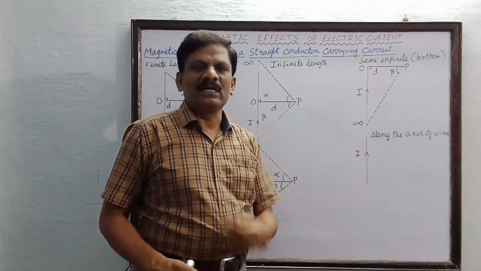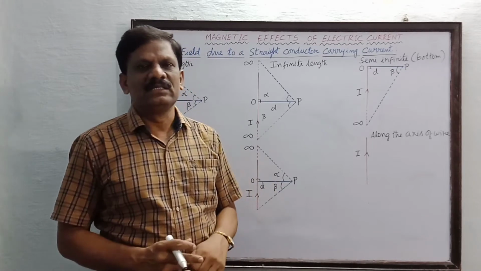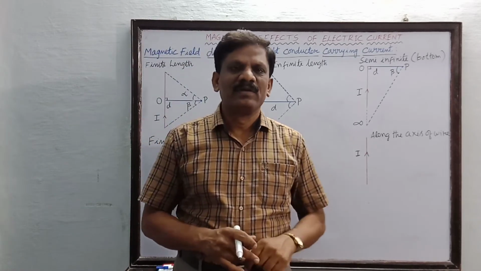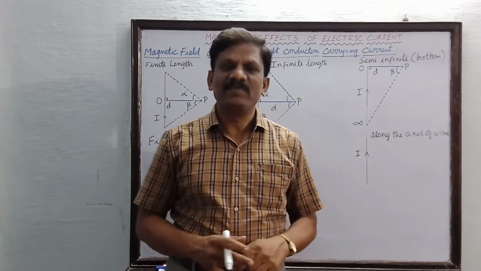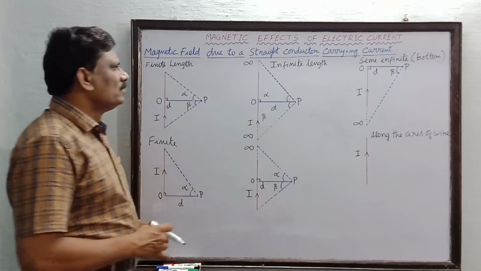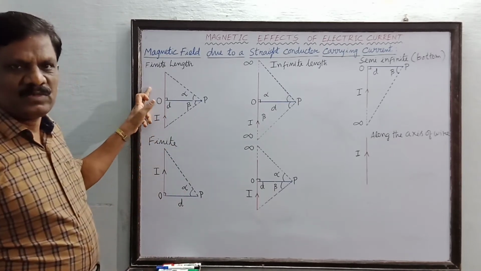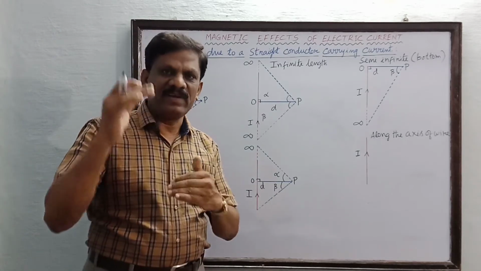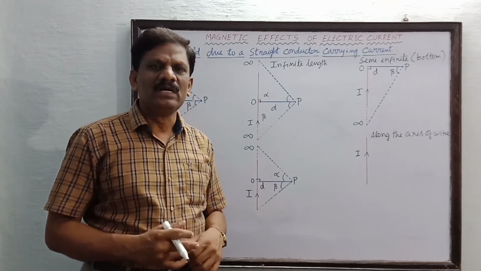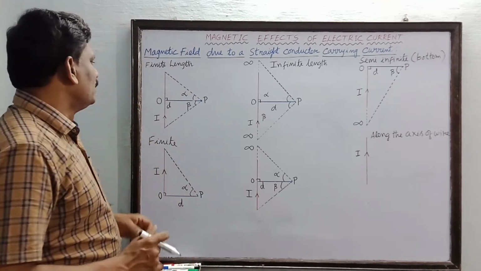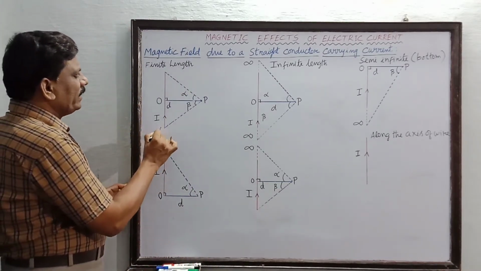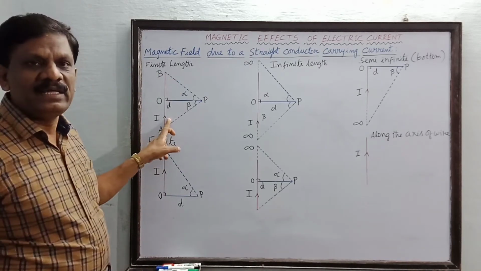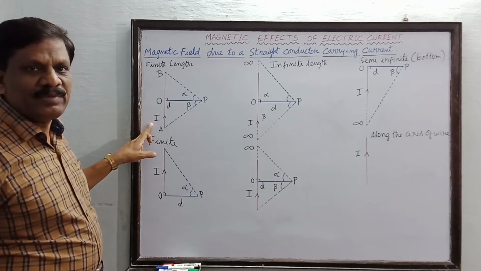Whenever current is passed through a straight conductor, a magnetic field will be established around it. But under various cases we have to discuss. So now I have considered case 1. The first one is a straight conductor of a finite length, a given fixed length, say 10 to 15 centimeter. One end is A, the other end is B. The current is flowing from the end A to B, that is I ampere.